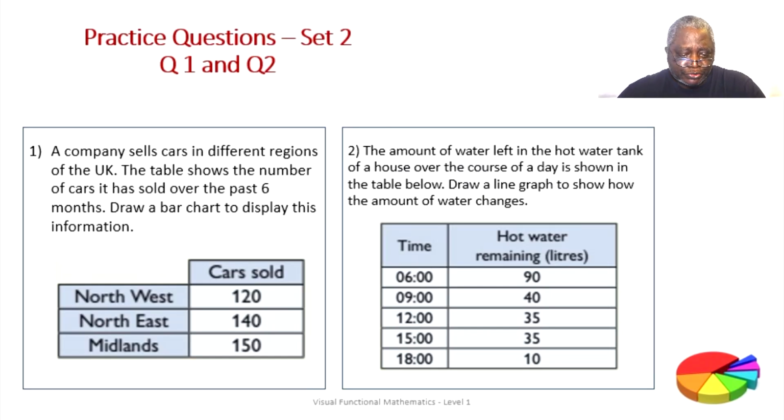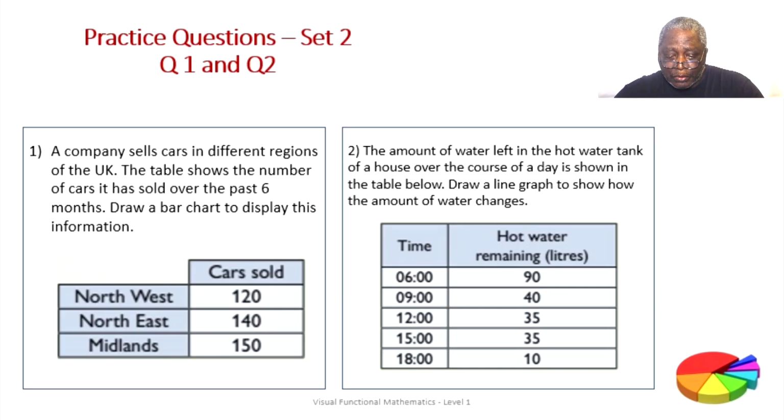Question 1 and question 2. A company sells cars in different regions of the UK. The table shows the number of cars it has sold over the past 6 months. Draw a bar chart to display this information. So you can see that question 1 is about a bar chart, because you're just comparing figures about something that were sold in different areas.